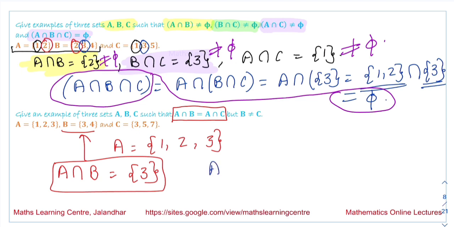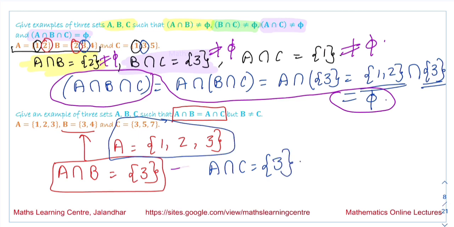Next, we are talking about A intersection C. A intersection C means we are talking about the intersection of these two. Again, the answer we are getting is 3. Both these sets are equal to each other, but it is clear that set B and set C are not equal to each other.